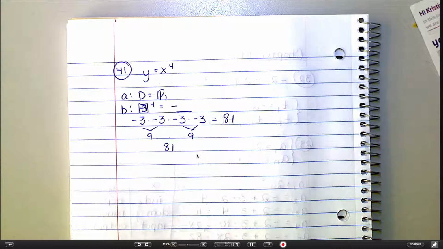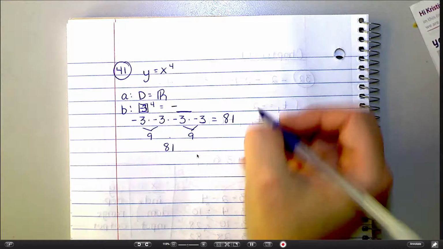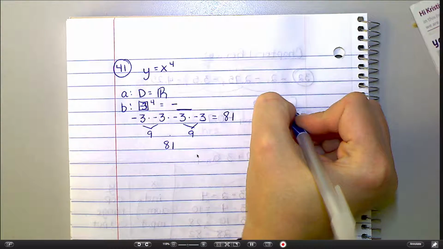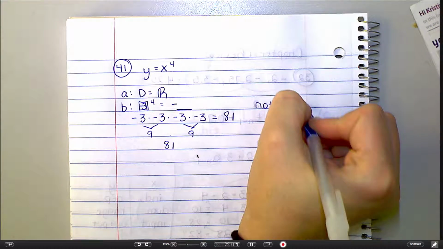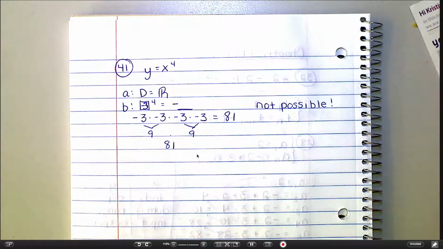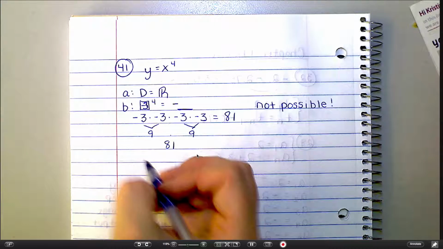Do I have any other way I could make a negative? If I plug in a negative, I get a positive. If I plug in a positive, I get a positive. So can I get any negatives? No. Okay, so this is not possible. Not when it's a power of 4. What if it was a power of 5? Yeah, then that's no problem, right? Because if you have 5 negatives, your answer will end up negative. But this is not possible. There's no way to get a negative answer, a negative output.